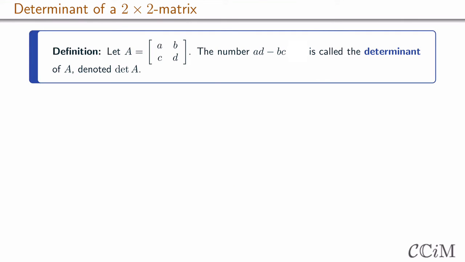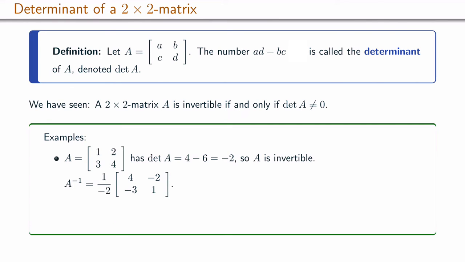The number AD minus BC is called the determinant of A, also denoted det A. We have seen a 2 by 2 matrix A is invertible if and only if the determinant is non-zero. Let's look at some examples. Suppose A is the matrix 1, 2, 3, 4. The determinant of A is 1 times 4 minus 2 times 3. So 4 minus 6, that's -2, which is non-zero. And so A is invertible.